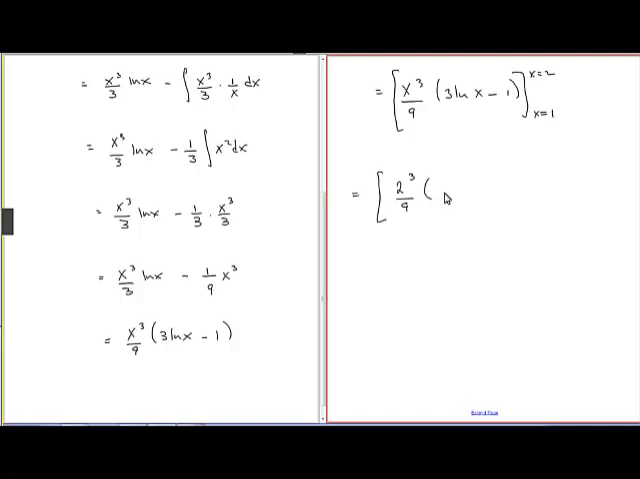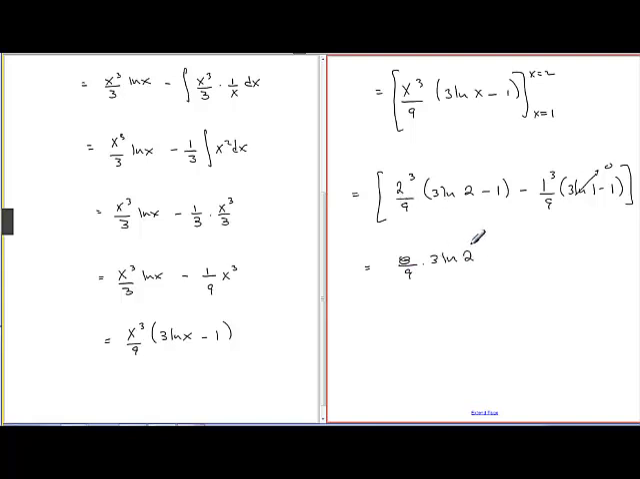Yeah, let's just do the upper limit and then subtract the lower limit. So at the upper limit, we get 2 cubed over 9, 3 times the natural log of 2 minus 1. And at the lower limit, we subtract off 1 cubed over 9 times 3 times the natural log of 1 minus 1. Well, the natural log of 1 is 0. So we'll end up with 8/9 times 3 times the natural log of 2. So that's the first term.